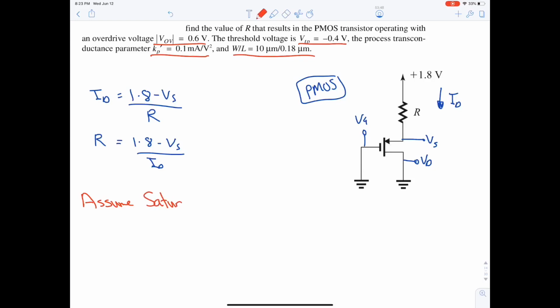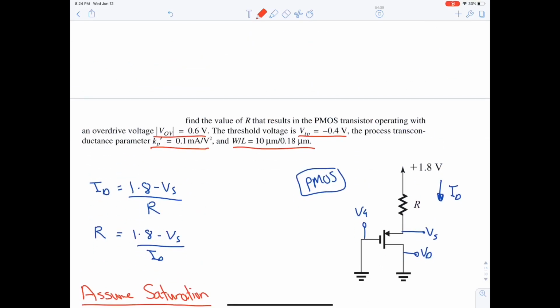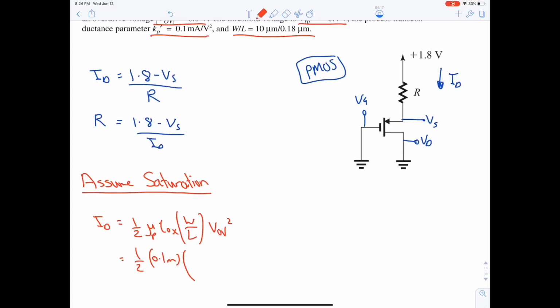I was thinking of chapter 4. Okay? And in saturation ID is equal to half mu P Cox W over L VOV squared. ID is unknown. Half Kp prime is 0.1 milli. W over L is 10 micro over 0.18 micro multiplied by VOV. What is VOV?